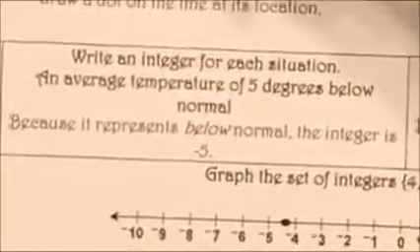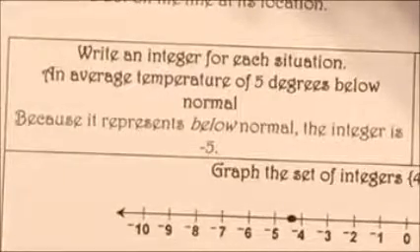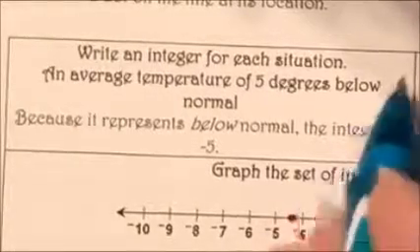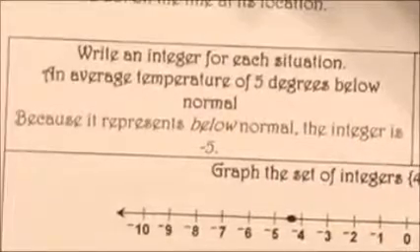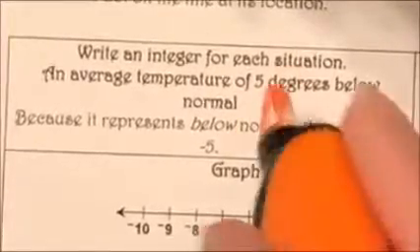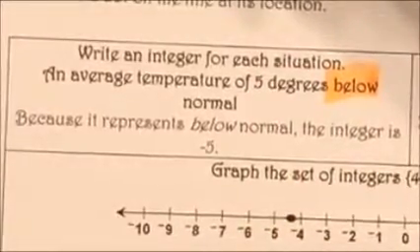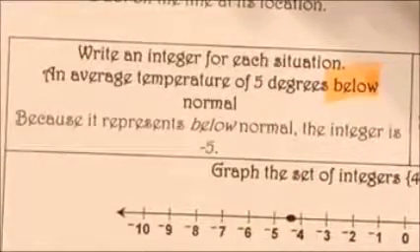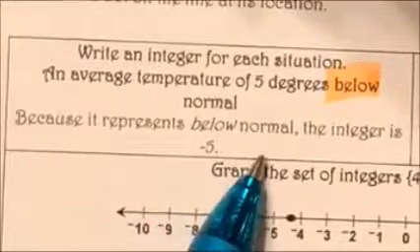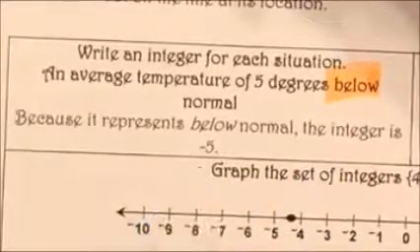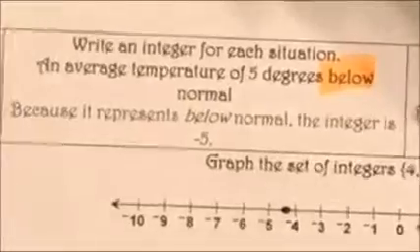Okay, so first thing I want to do is write an integer for each situation. The average temperature of 5 degrees below normal. So below is the key word there, right? So below tells me it's going to be less than 0. So because it represents below normal, the integer is -5. Okay.